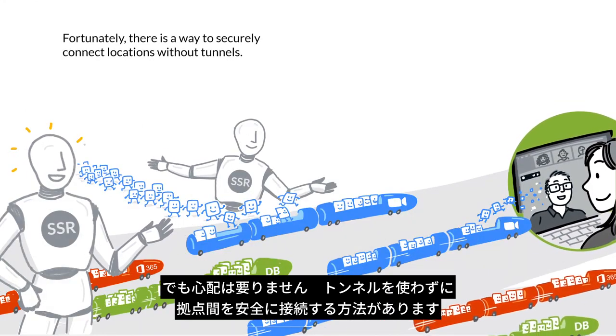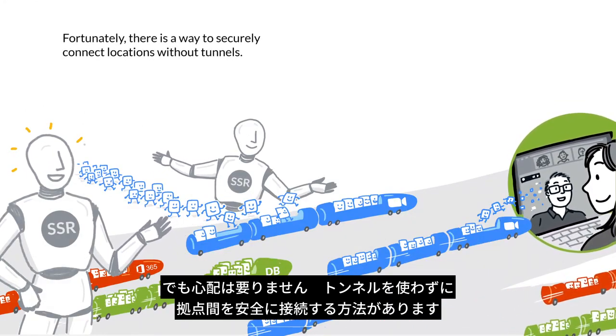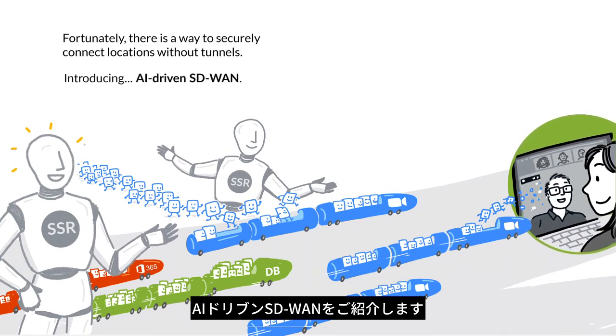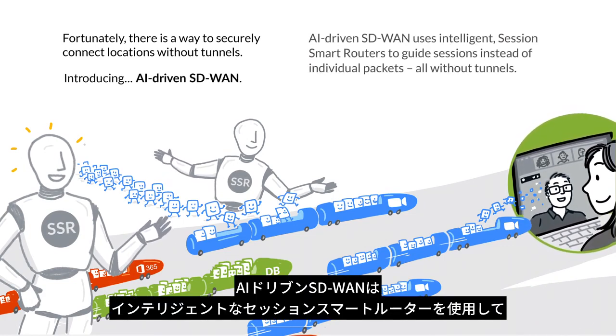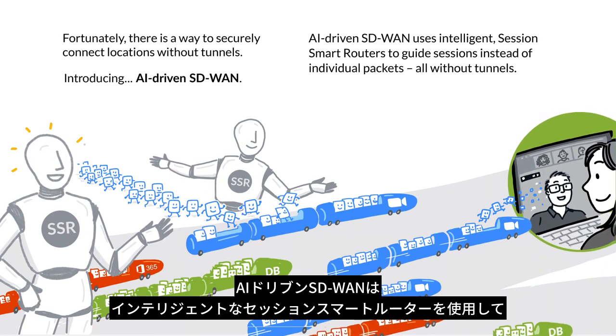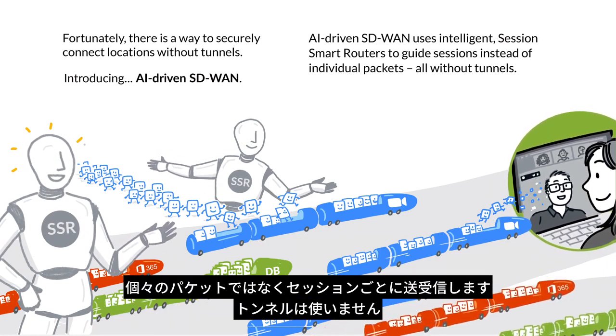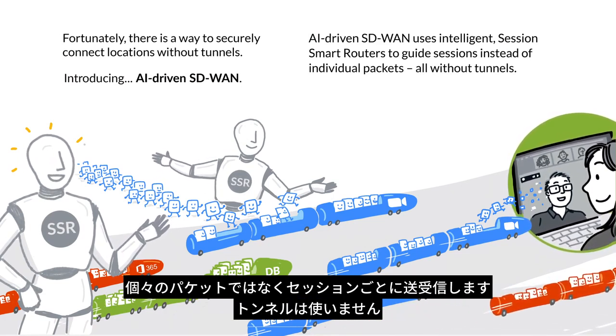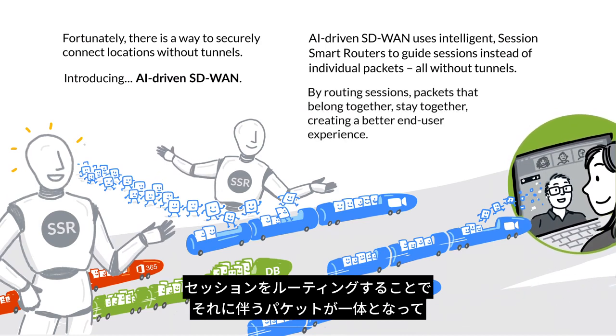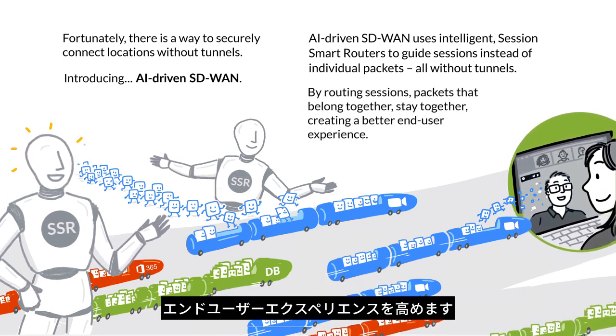Fortunately, there is a way to securely connect locations without tunnels. Introducing AI-driven SD-WAN. AI-driven SD-WAN uses intelligent Session Smart routers to guide sessions instead of individual packets, all without tunnels. By routing sessions, packets that belong together stay together, creating a better end-user experience.